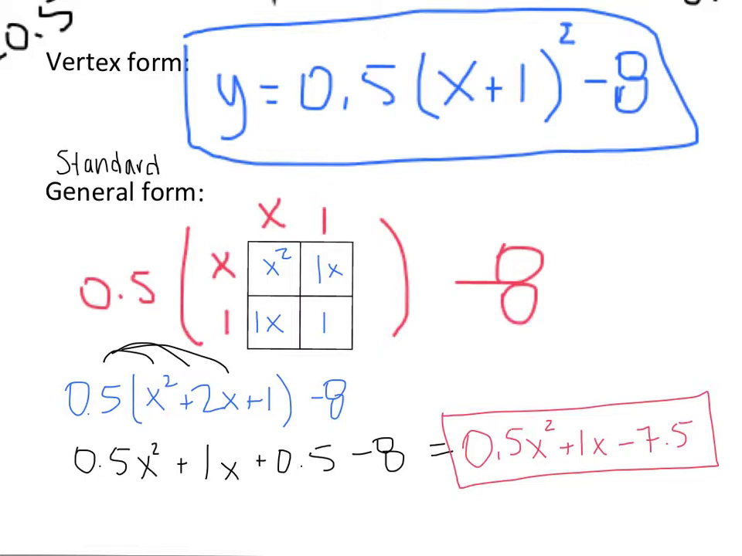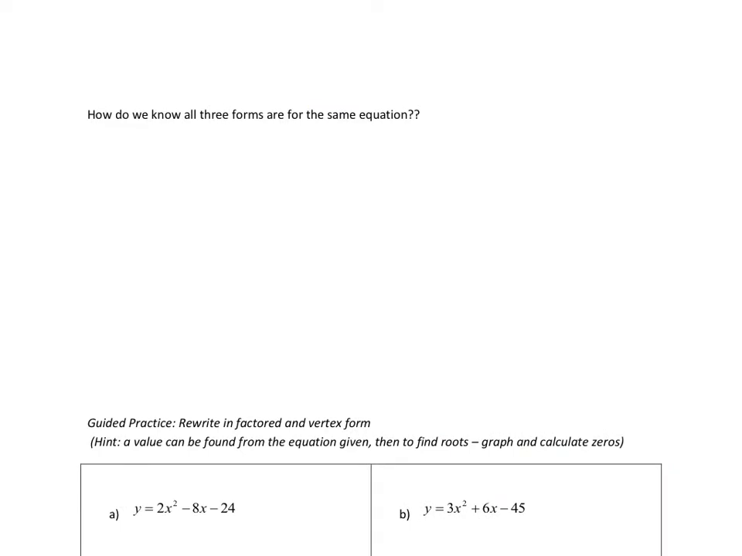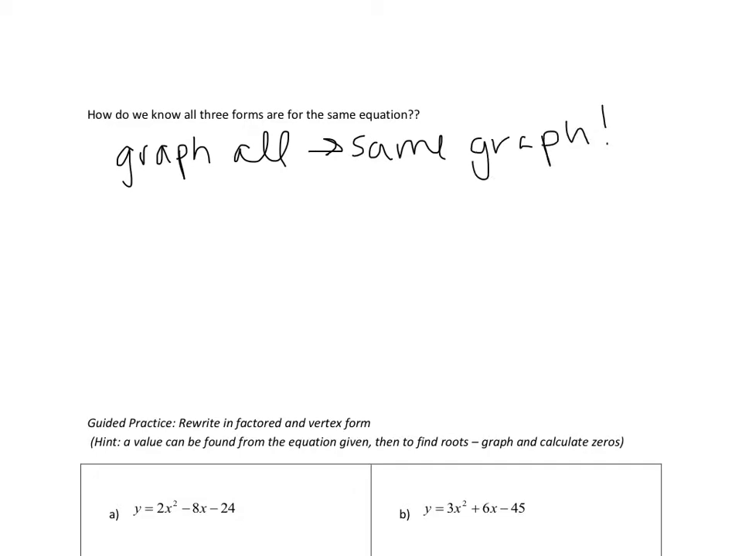Now, let's talk about how we know if all three forms are in fact different forms of the same equation. Well, the first thing we can do is we could graph all three as y1, y2, and y3 all on the same graph. And if they are the same graph, that would mean that we do in fact have all forms be the same equation. The other way is to expand both vertex form and root form to make sure you get the same general form equation when you do so.